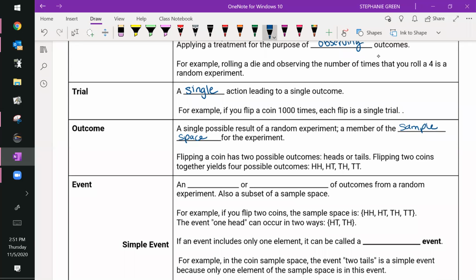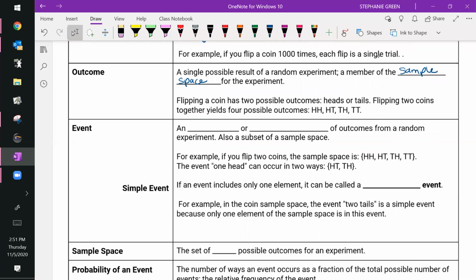Another example they give here, they say flipping a coin has 2 possible outcomes, heads or tails. Flipping 2 coins together yields 4 possible outcomes. We could have 2 heads, heads then tails, tails then heads, or 2 tails. So if I flip 2 coins 12 times, that's 12 trials, but I still only have 4 possible outcomes in my sample space.